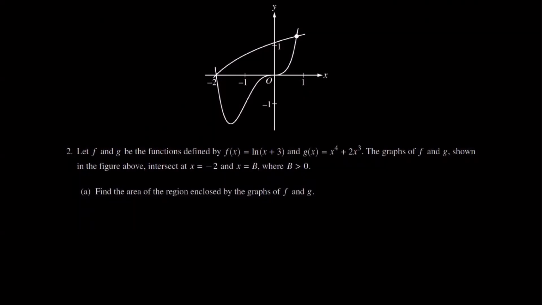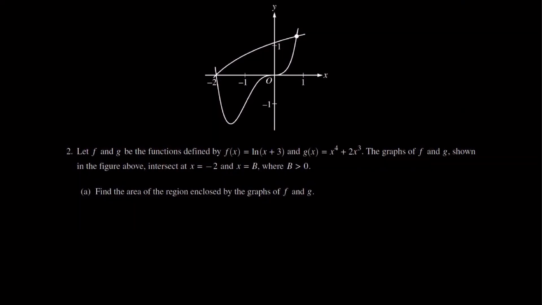In this question, we are given two functions, f of x, which is ln x plus 3, and g of x, which is x to the fourth power plus 2x cubed. And we are given the graphs of these two functions, shown in the figure above. We are given that there are 2 points of intersection, x equals -2 and x somewhere in a positive region, which is given to us as x equals b, where b is greater than 0. So we need to find that b.